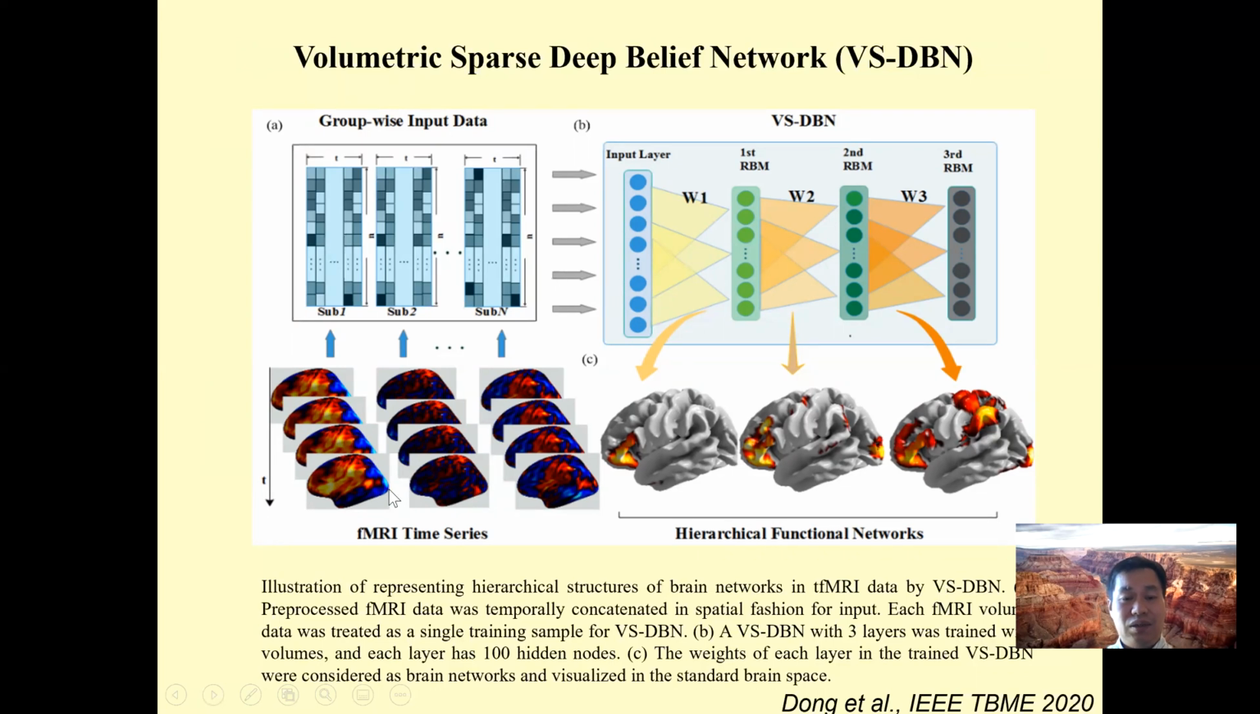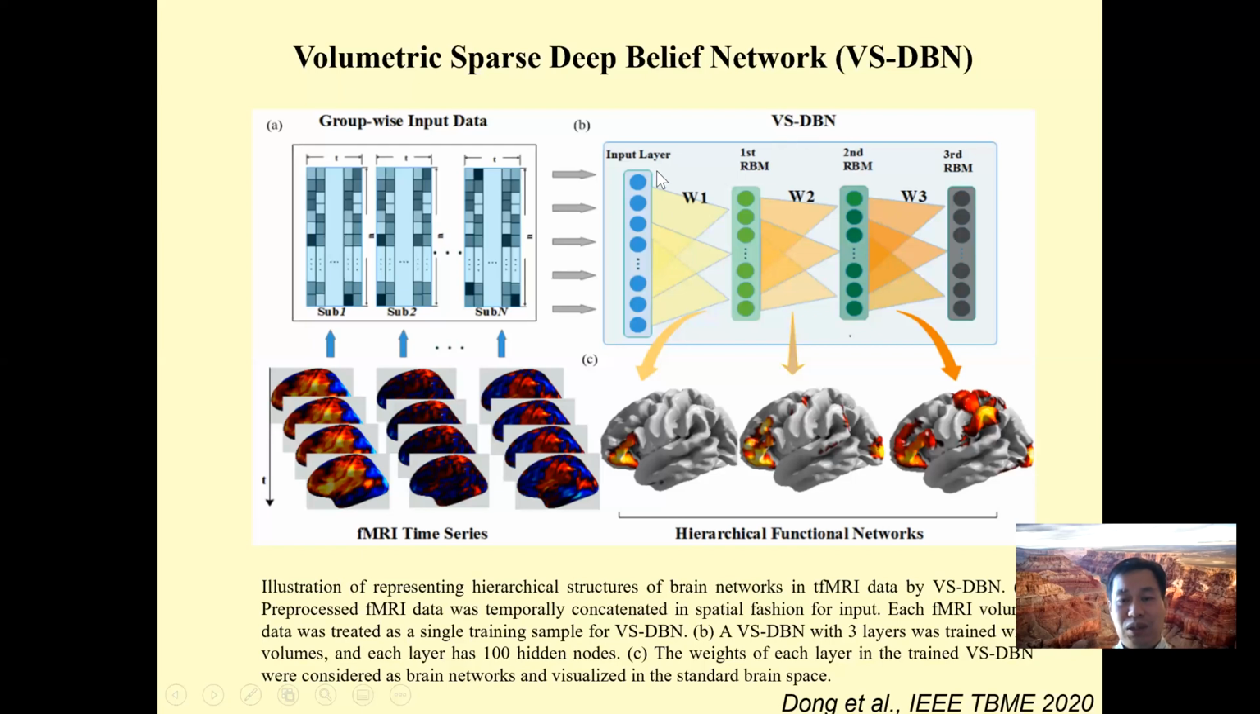The idea is to put the four-dimensional volume fMRI data into this format. We stretch the volumetric data into one vector and put the time series in T, so we use this four-dimensional data as the input. That's a big difference compared to our previous approach. We use the four-dimensional data as the input to this neural network, which is called the volumetric sparse DBN, VSDBN.